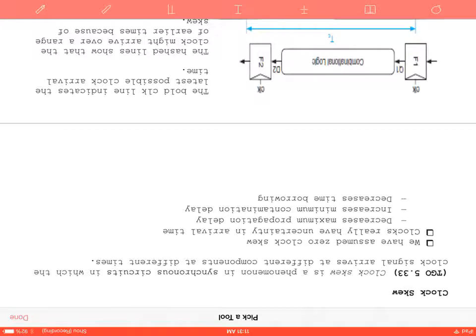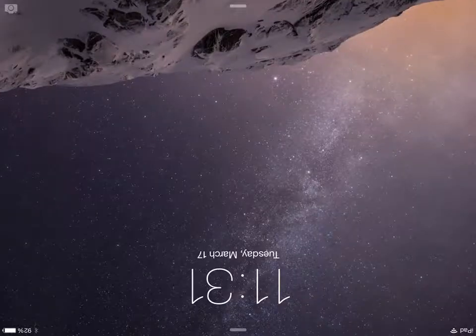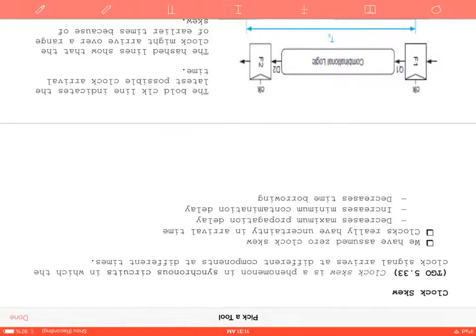So we're going to define clock skew here as a phenomenon in synchronous circuits in which the clock signal arrives at different components at different times. Up to this point, we've assumed 0 clock skew in all of our equations. Clocks really have uncertainty in arrival time. They affect the contamination delay and the propagation delay.